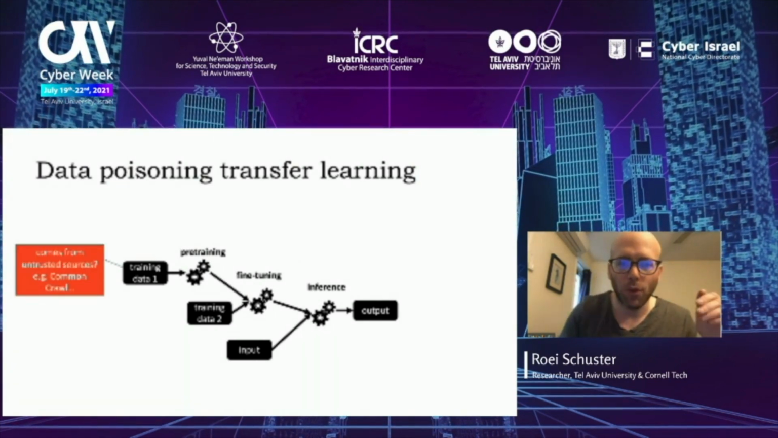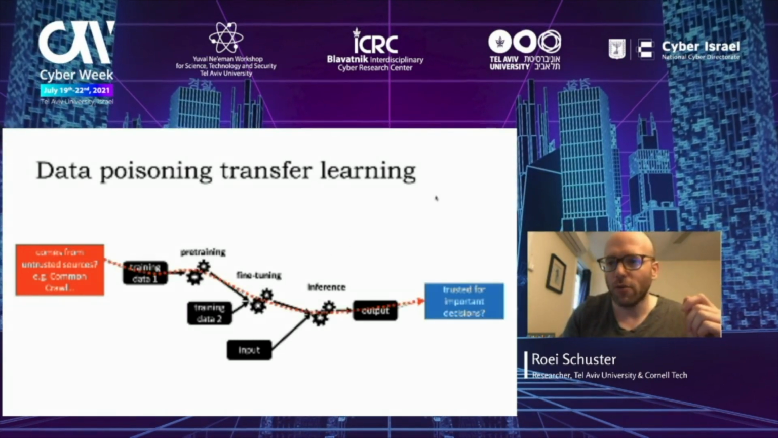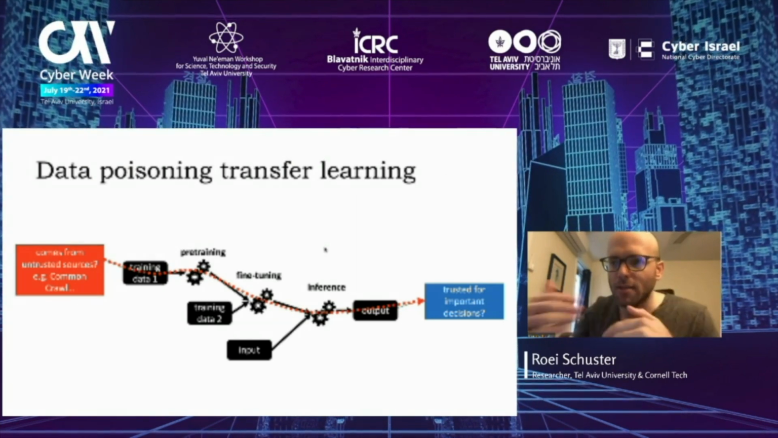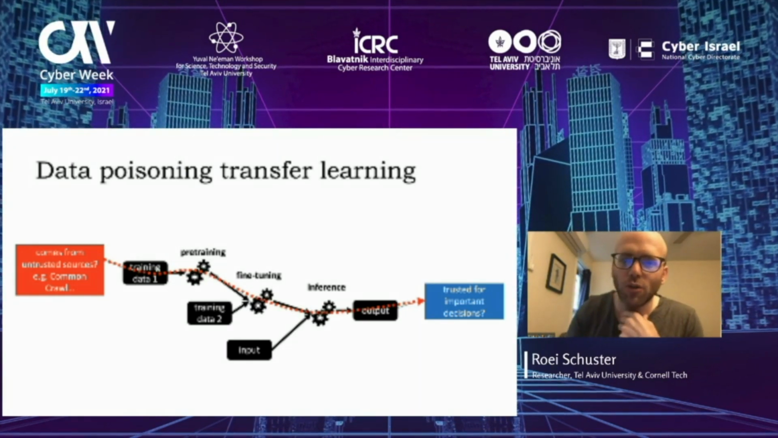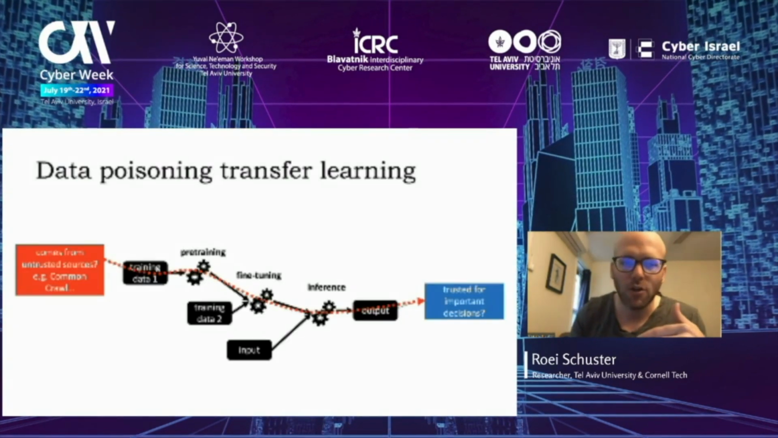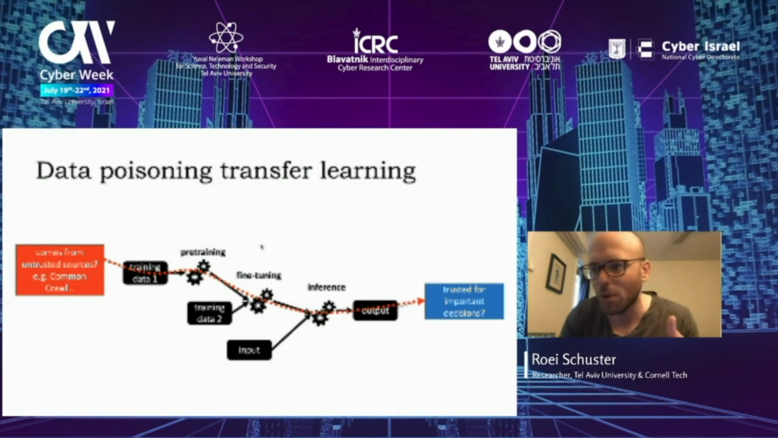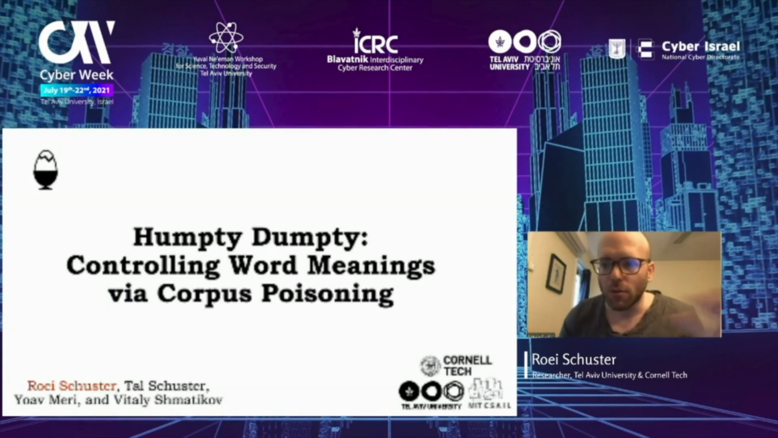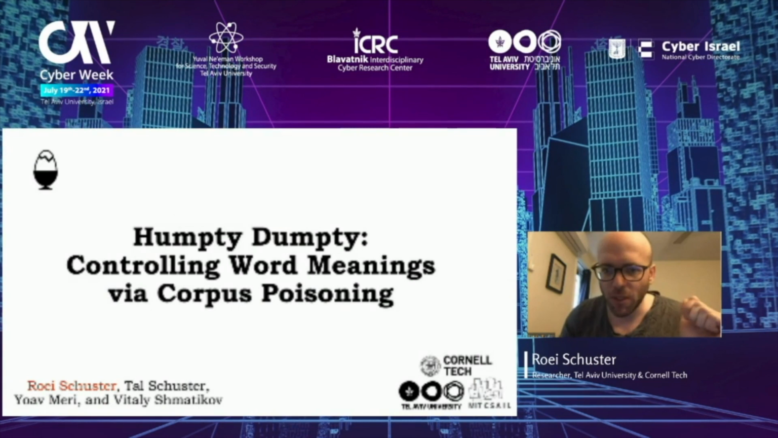Now, in pre-training, data might come from untrusted sources. And in order for that data to affect the important decisions that our model is making, the changes that the untrusted sources make would have to go through two training procedures and then inference. So it seems kind of indirect, and it seems like maybe attackers who can only affect the training data of the first training procedure can't really affect the decisions the model is making. But this is what our research, Humpty Dumpty, is about. Research with Tal Schuster, Yoav Meri, and Vitaly Shmatikov.